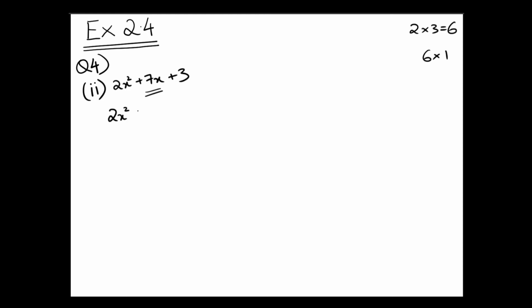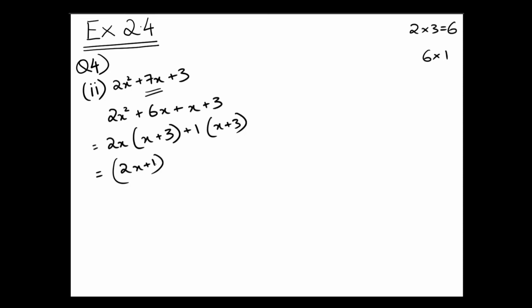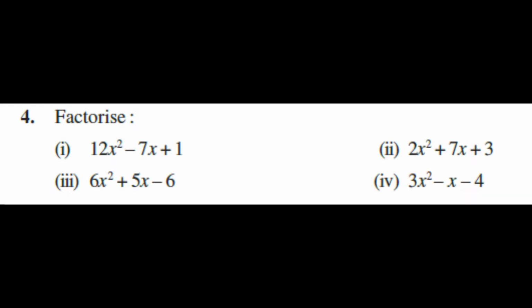So therefore we can write this as 2x square plus 6x plus x plus 3. Over here I can take 2x common from the first two terms. I get x plus 3. Second one is x plus 3 into plus 1. So here I will get 2x plus 1 multiplied by x plus 3, and that's how we factorize the second part.